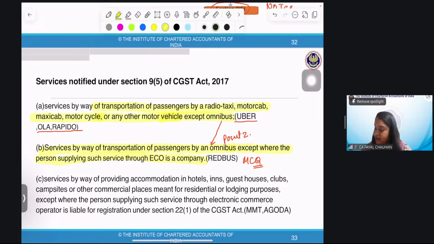Perfect, perfect. Now the thing is: service by way of providing accommodation in a hotel, inn, guest house, clubs, campsite, and other commercial places meant for residential and lodging purposes, except where a person supplying such service through electronic commerce operator is liable to get registration under Section 22 of the CGST Act. Let me explain it. Example, Agoda, MakeMyTrip. We can book a hotel through it, yes or no?